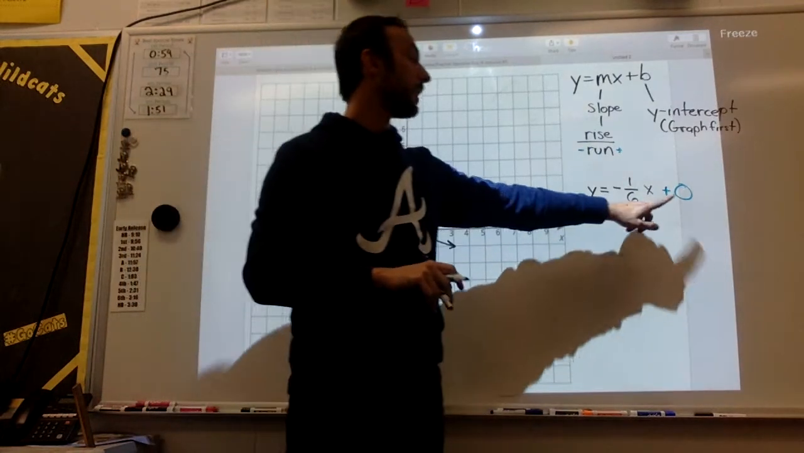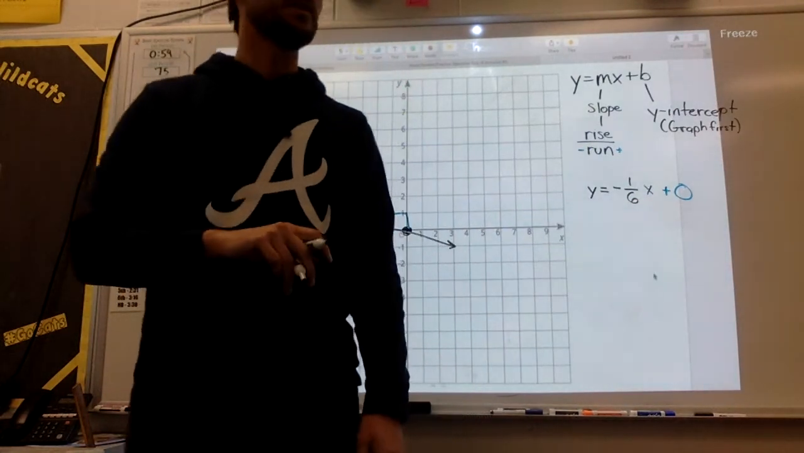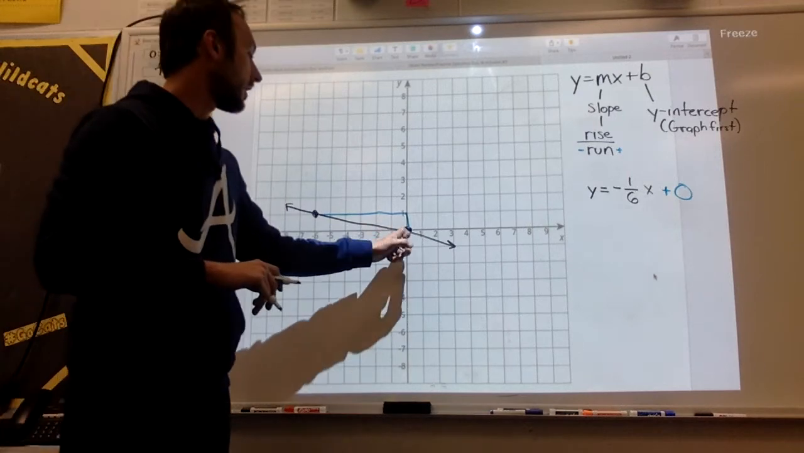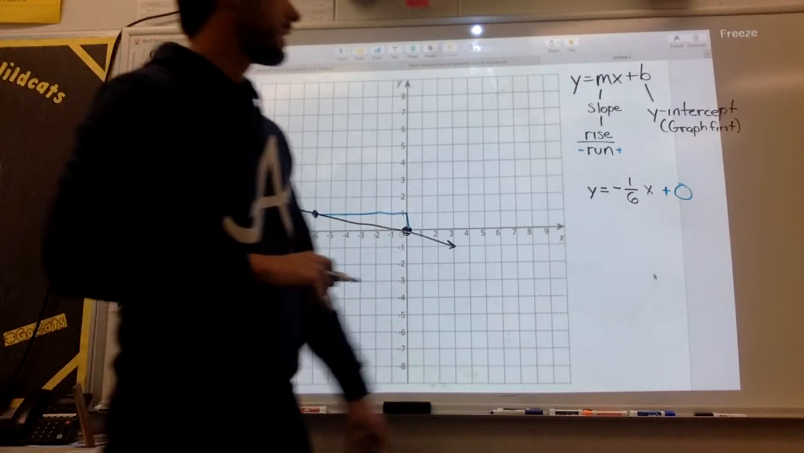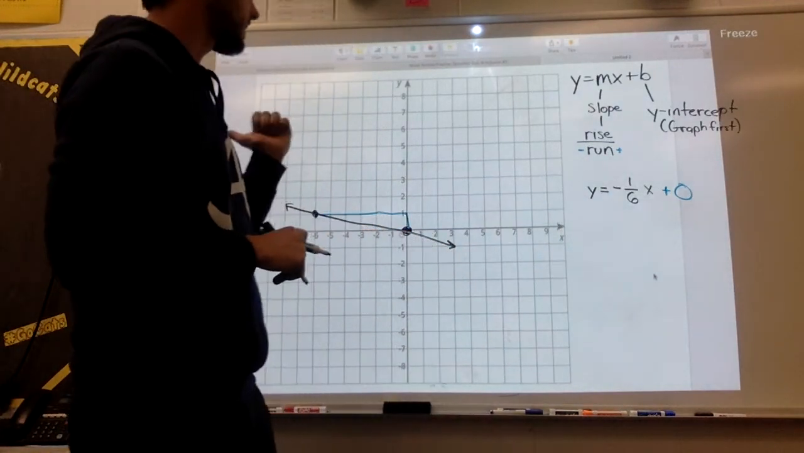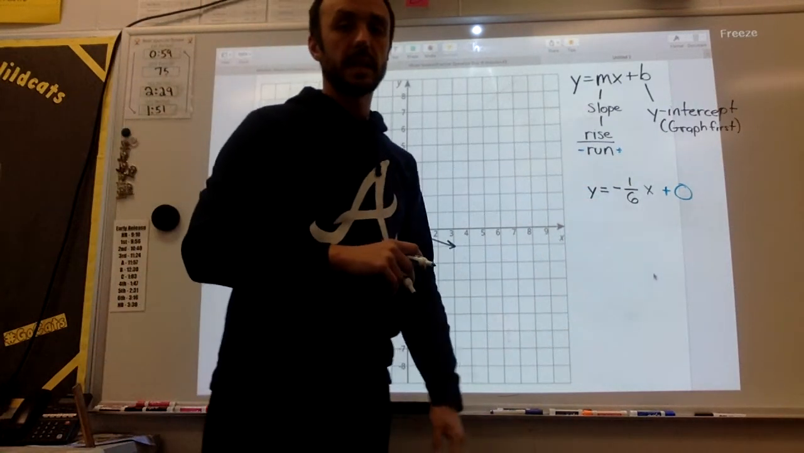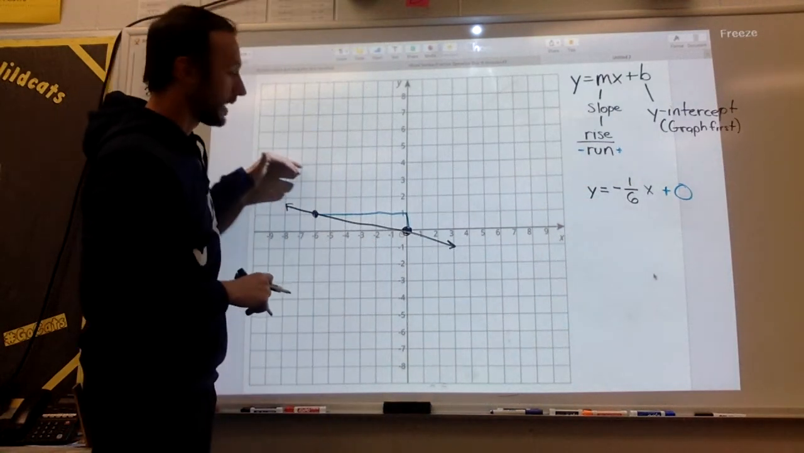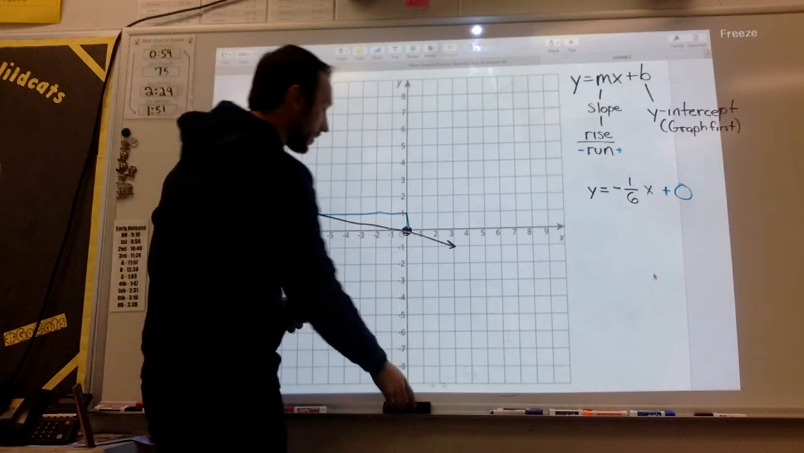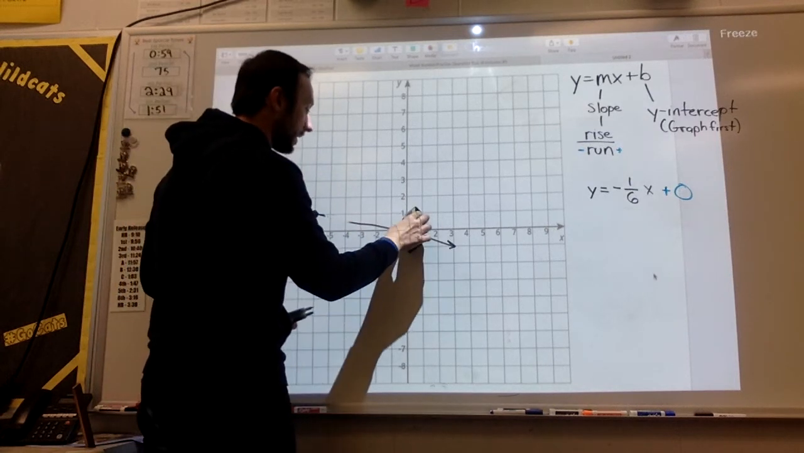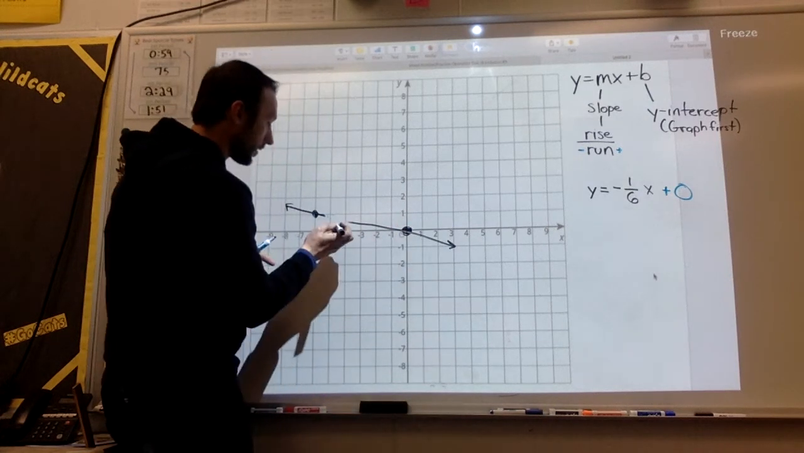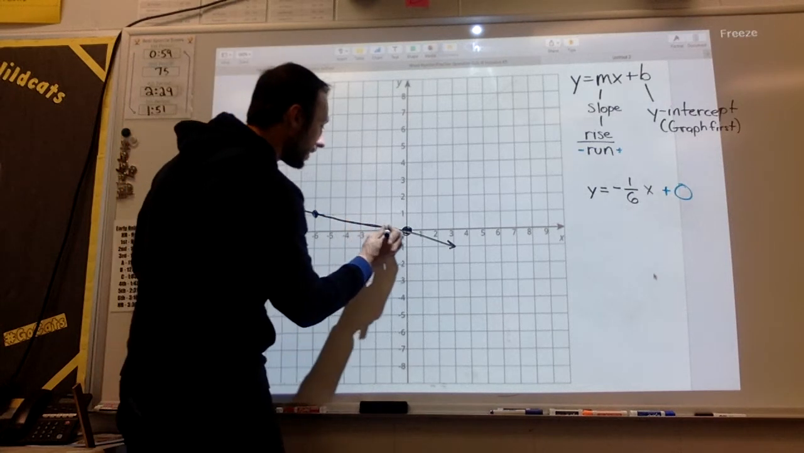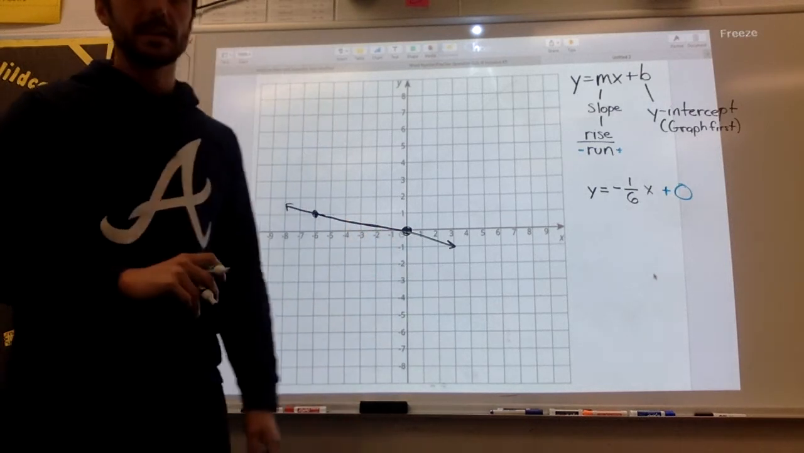So if there is no b term, that means it is just going to be a line that crosses through our origin. I rise up 1, and I run over 6 to the left because my slope is a negative slope. And if you think about slope, that is a nice negative slope. On your homework, all I need to see is the line at least. I don't mean to erase that. That right there is what I need to see.